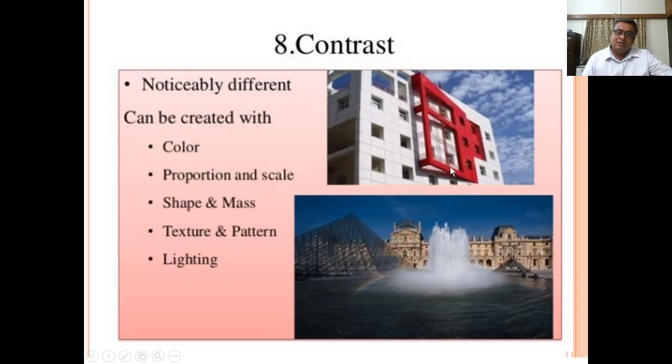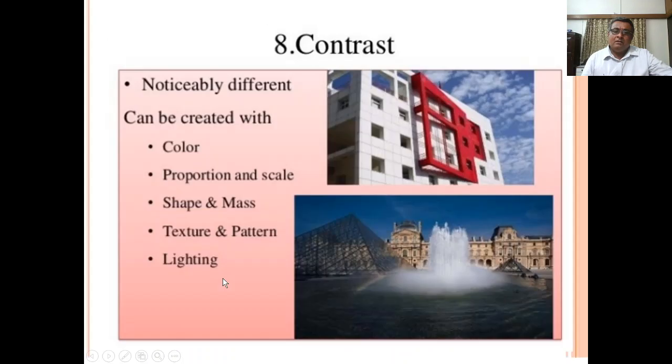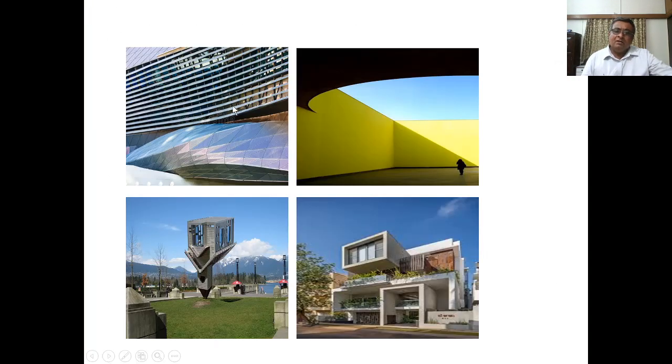in these images, proportion and scale, as you see in this figure, proportion and scale. This structure is totally contrast with each other. Then shape and mass, also shape, this particular shape. And mass means the weightage given to the structure.